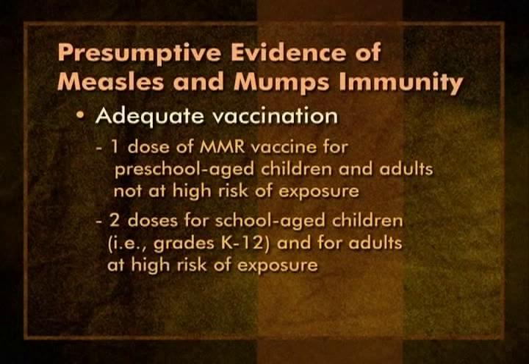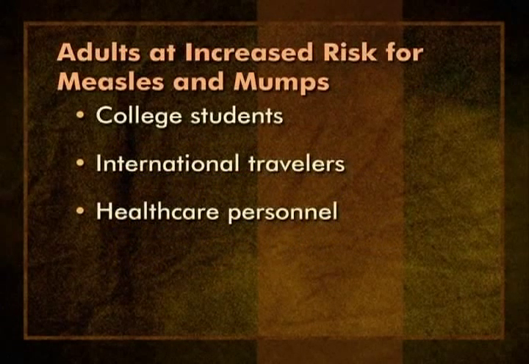Two doses of MMR are now recommended for school-aged children, grades kindergarten through 12th grade, and for adults at high risk of exposure. Adults at increased risk of exposure include college students, international travelers, and healthcare personnel. College students who live in dormitories are at particularly high risk. International travelers are at increased risk if they visit areas where measles is more common than it is in the U.S., which is almost everywhere in the world. College students and international travelers younger than 50 years of age should receive two doses of MMR vaccine if they do not have other evidence of measles immunity.